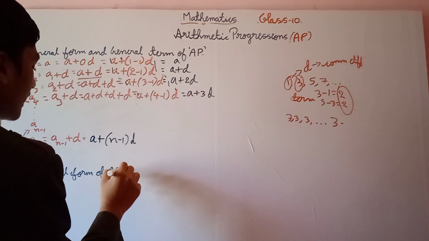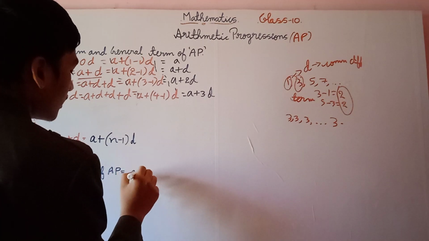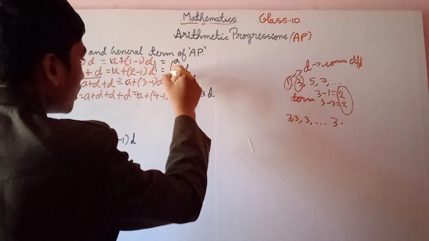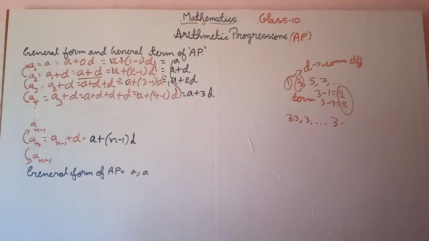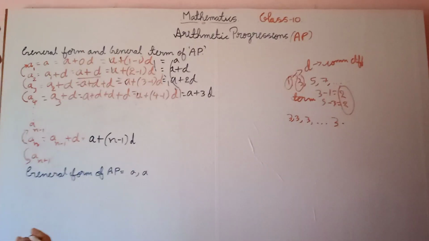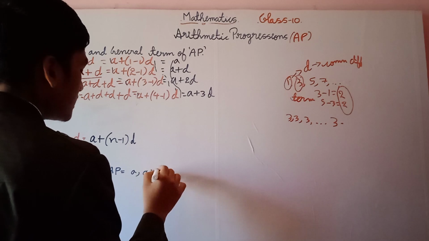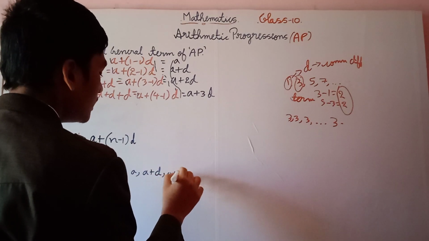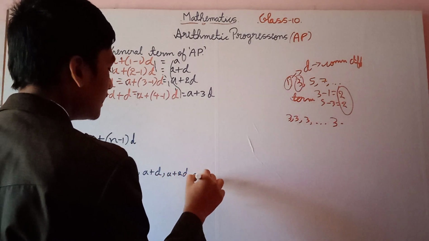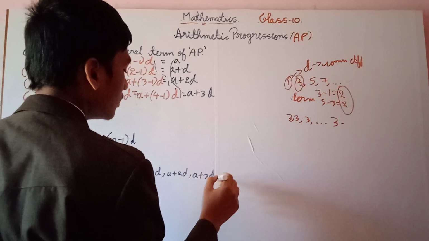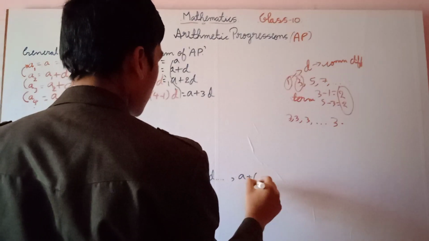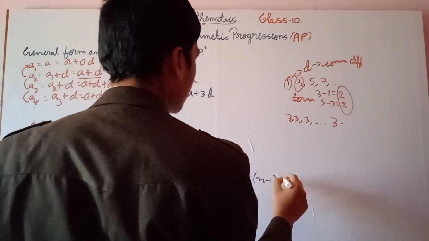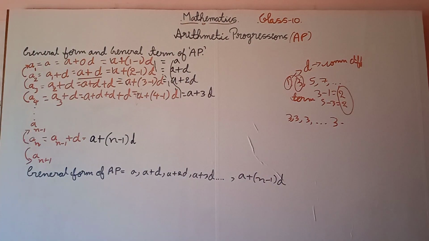is given by a, a plus d. These are the general form, meaning the representation of any general arithmetic progression is what we call the general form, and that is a, a plus d, a plus 2d, a plus 3d, and so on till a plus (n minus 1) into d. So next let us go to the general term of arithmetic progression.